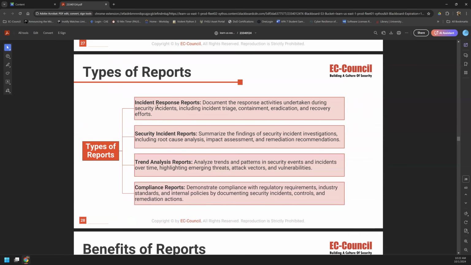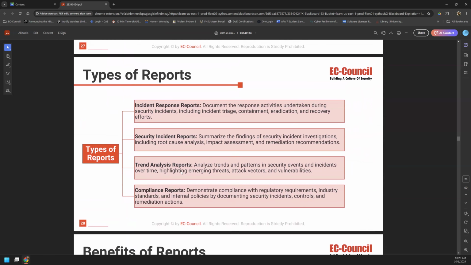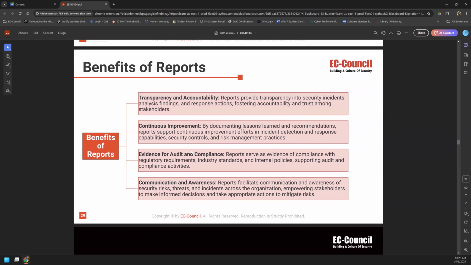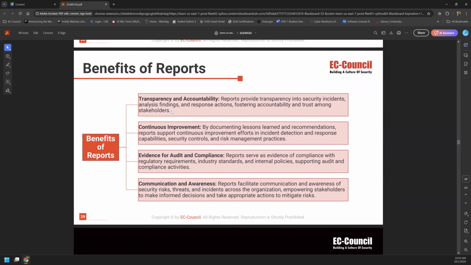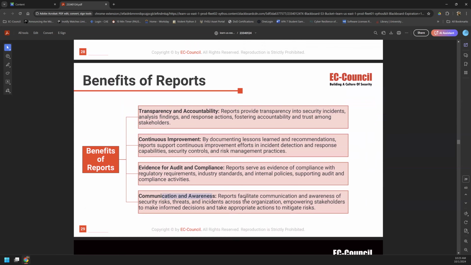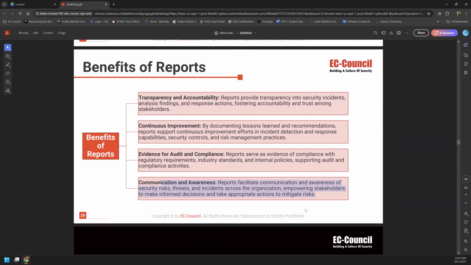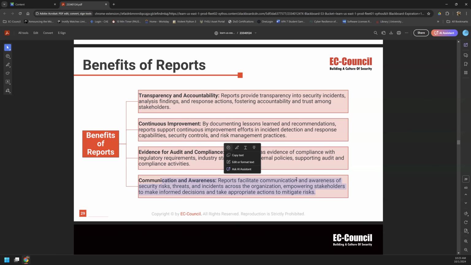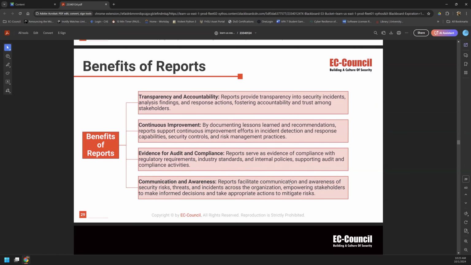So these are your main types of reports. As you go through here, you have your incident response reports, your security incident, your trend analysis, and your compliance reports. The benefits of those is really going to focus on the transparency and accountability, continuous improvement, and mostly when you get to regulatory. The real big thing, though, is being able to communicate that with your stakeholders involved. So if you're working for a Fortune 500, you guys have an attack, you need to be able to do this so that you don't rock your stock. That works the same way, whether or not you're in a small business, just the same.